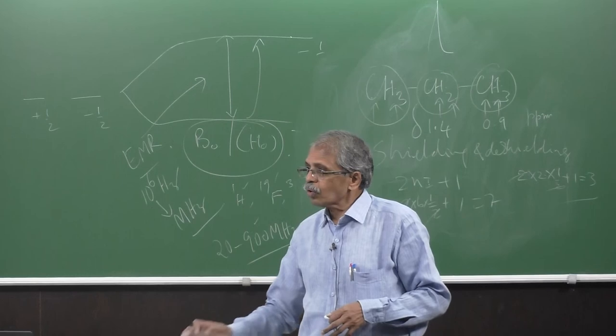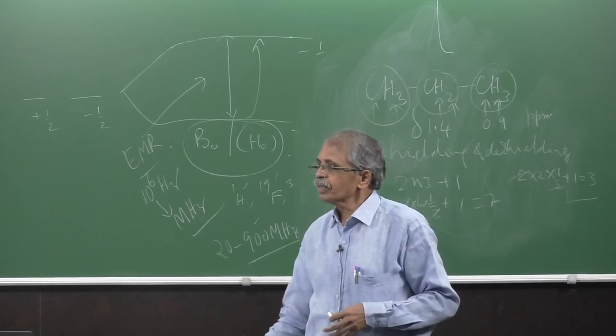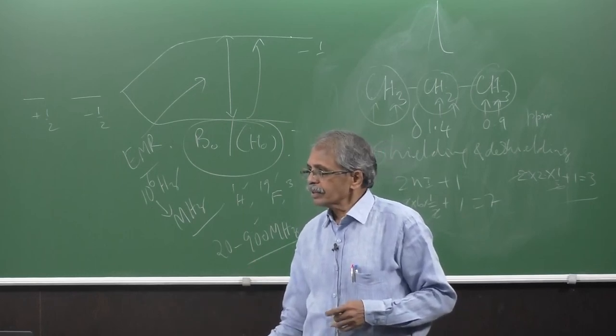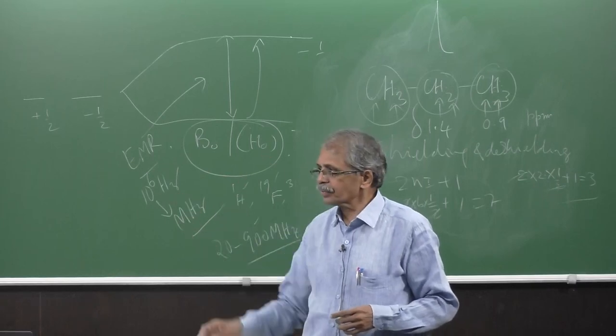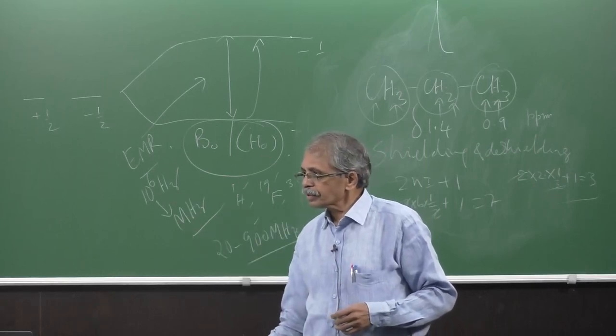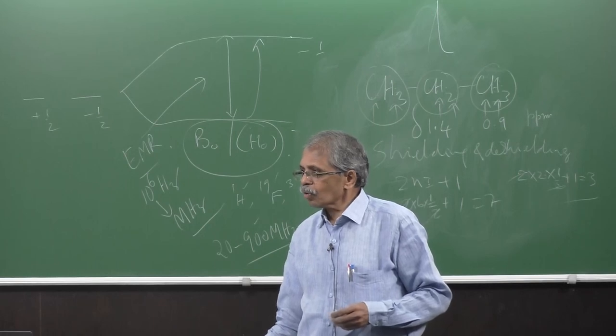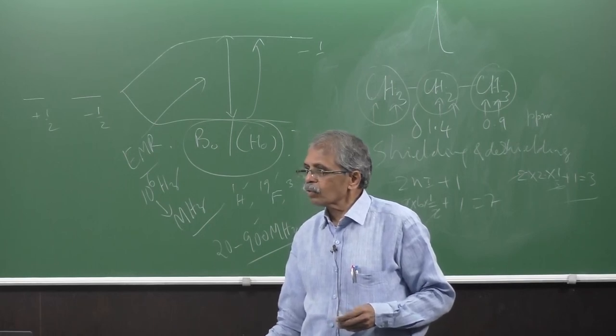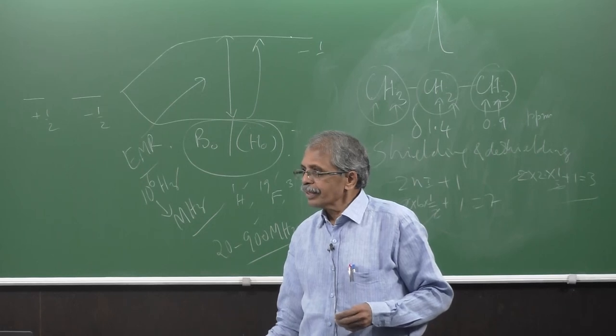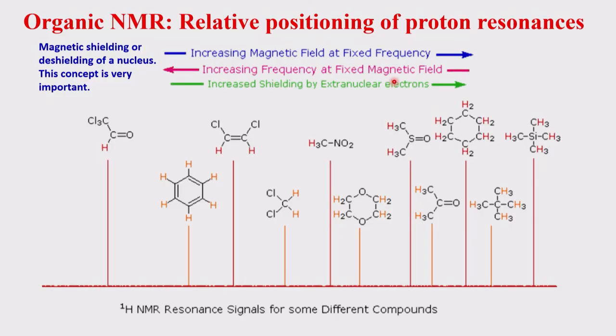Before I close, let me also show the same thing in another way. This is tetramethylsilane, which you use as the highest, as a zero. Then you have tetramethyl carbon, and you have the cyclohexane type and ethane type and the methyl. So these are all different kinds of groups, as you see that they are going at different positions. So you have the increasing magnetic field at a fixed frequency, or increasing frequency at a fixed magnetic field. You can see that. So these are all increasing from here to here, from here to here, from here to here, etc.